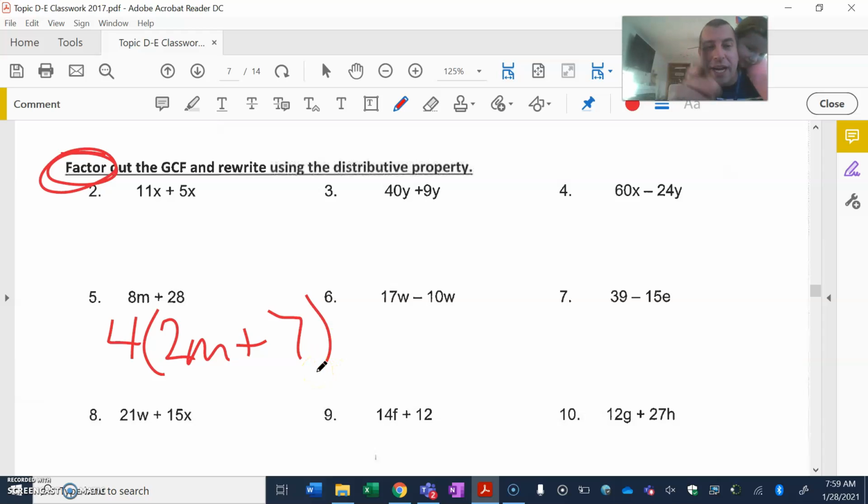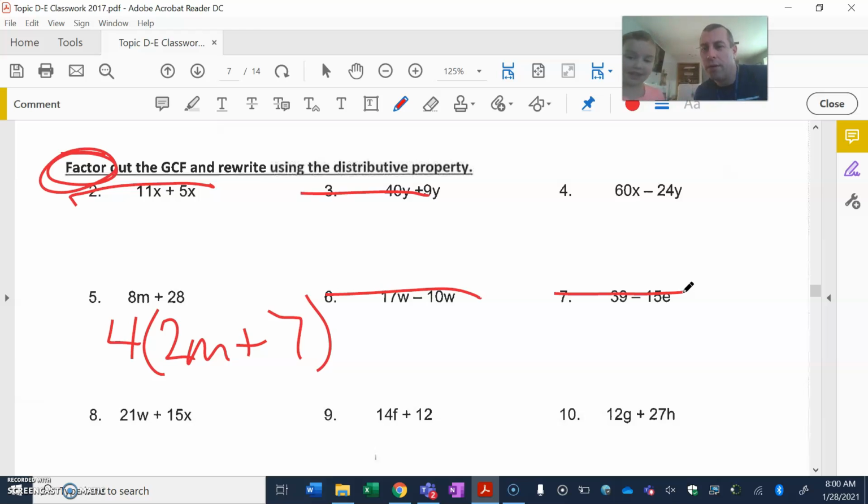You guys can cross out question 2, 3. You can cross out question 6. 7. There you go, Ella. And why don't you cross out for them question 4? Yep, that one right there, question 4. Cross it out. There you go.